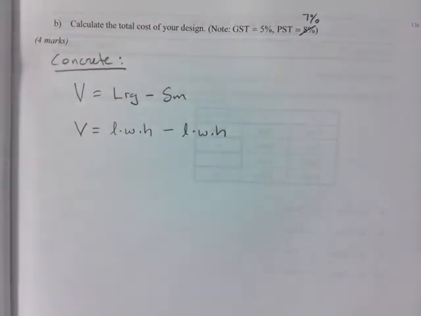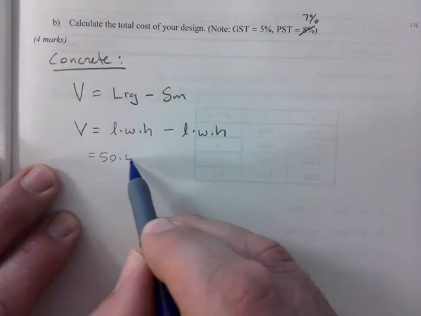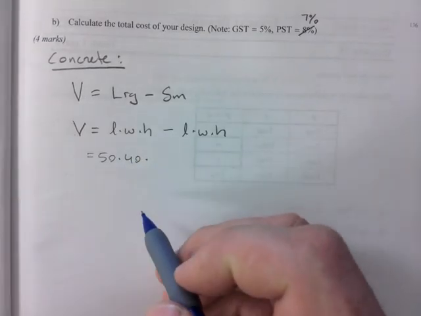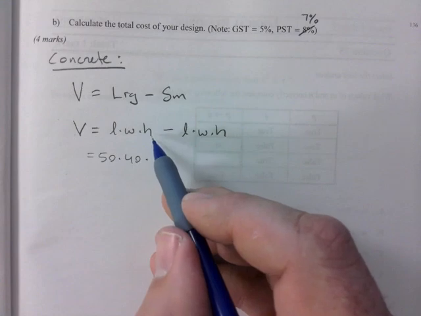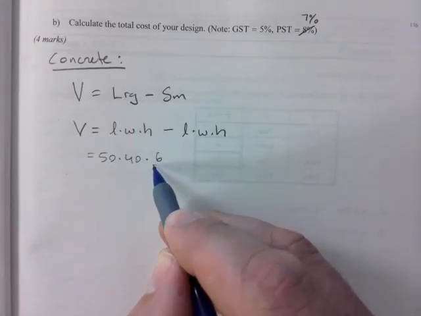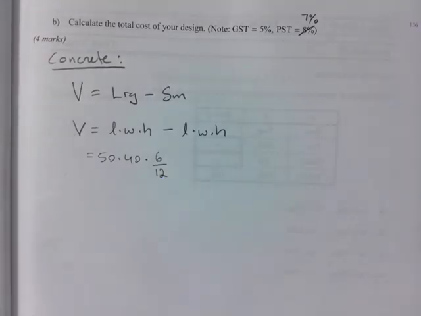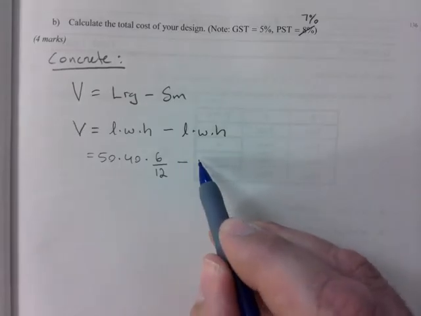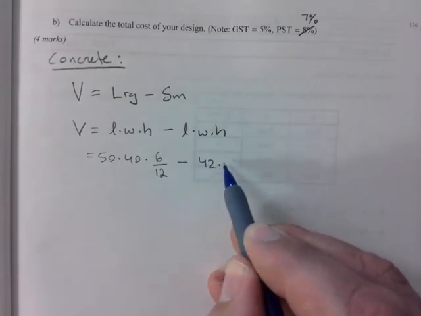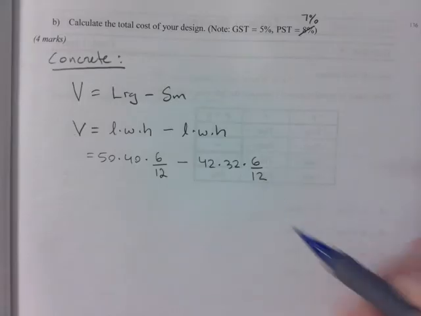That's the volume of a rectangular prism, right? For the large, it's 50 times 40 times, what's the problem with the height or the depth? If you look, it's 6 inches. What do you do with inches to make it feet? You just write it over 12 like that. It's half a foot. Okay. Minus the sod area is 42 times 32 times, it's still 6 inches deep, right? So we'll just go like that.